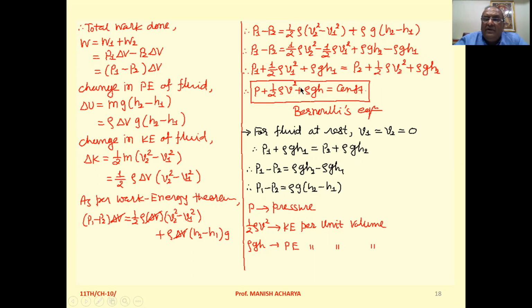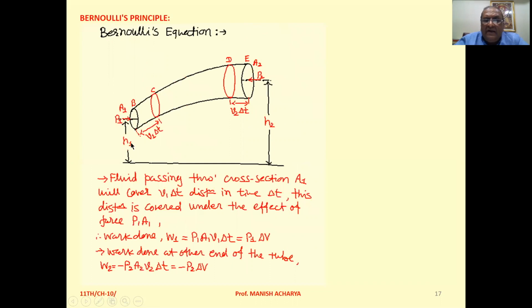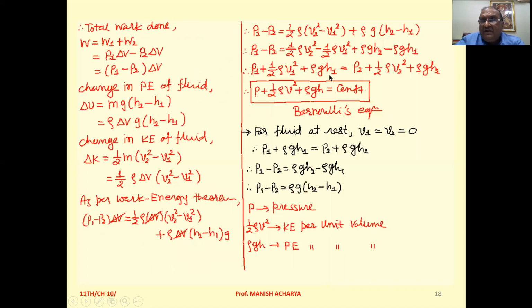Now, if we consider height H1, height H2, then in this way, if we consider n heights for this particular fluid flow, we can write n such equations. But when all are equal, it implies that in general we can write P plus half rho V square plus rho g H is equal to constant. And this equation is known as Bernoulli's equation. Clear?